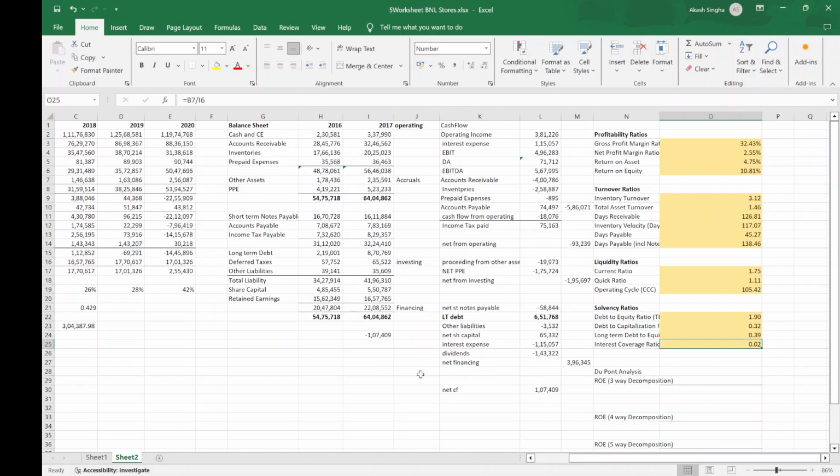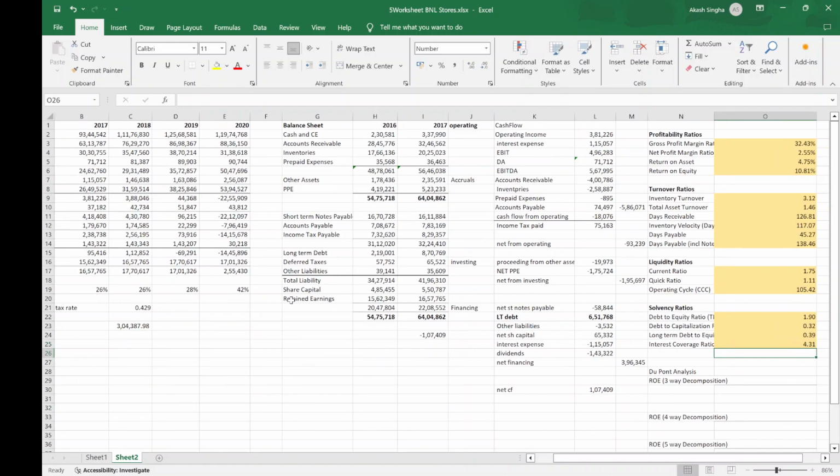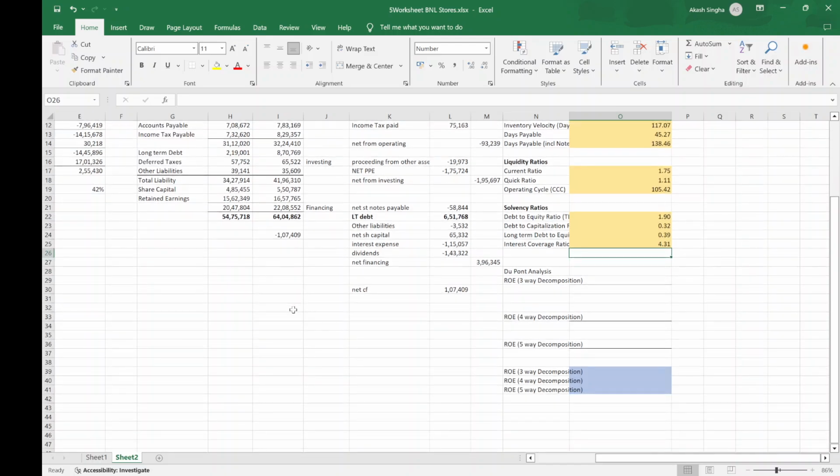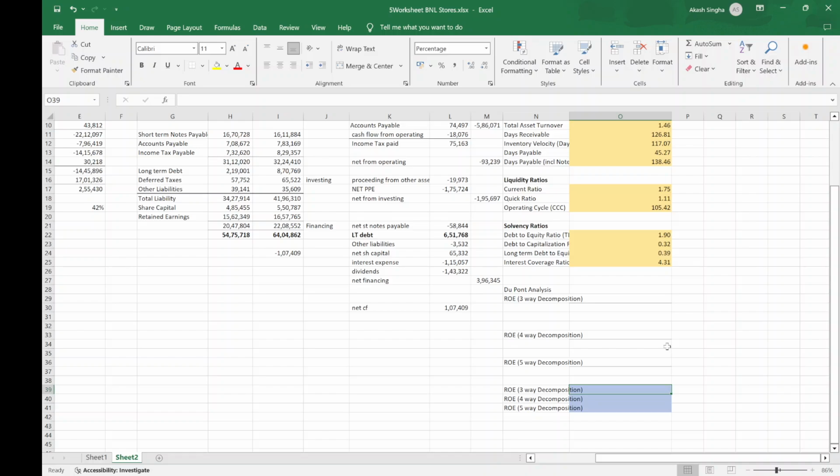Okay. Operating income. That was a tricky one. Operating income. What is our operating income? This by interest expense. Okay, this three-way, I think it was given as return on equity 10.81. We can calculate.